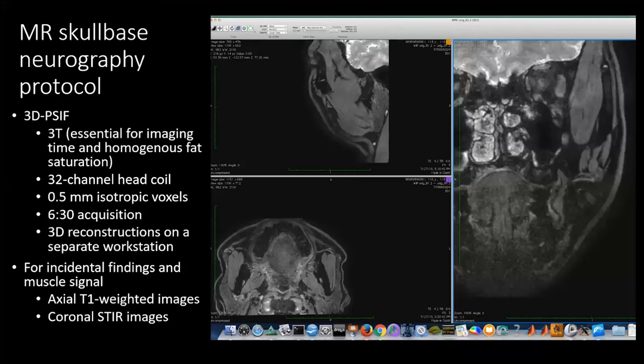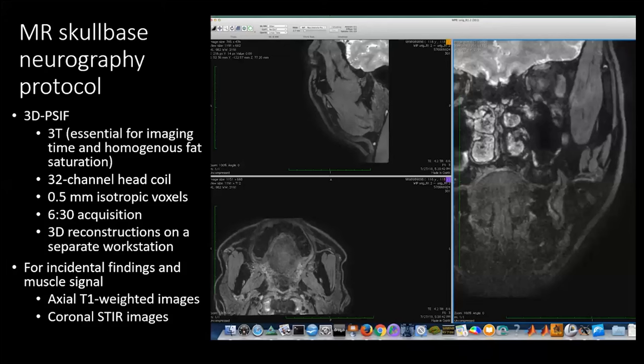So our protocol to look at the cranial nerves at the skull base is the 3D PSIF sequence. We do it on a 3T because we need incredibly small spatial resolution and we need to keep our times reasonable because we don't want the patient to be moving. We use a 32-channel head coil. It doesn't get as good deep penetration into the brain, but a lot of these nerves are relatively superficial, so it will help save you time and won't decrease your image quality for the superficial nerves. We do 0.5 millimeter isotropic voxels, and on a 3T Philips scanner, that turns out to be about a 6.5 minute acquisition. All of the images we look at on a separate 3D workstation in order to make multiplanar and curved multiplanar formats of the nerve.